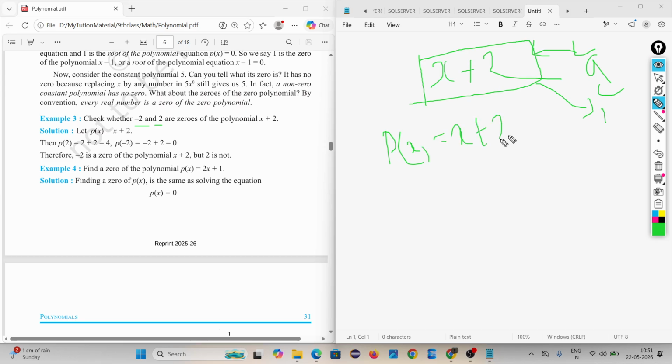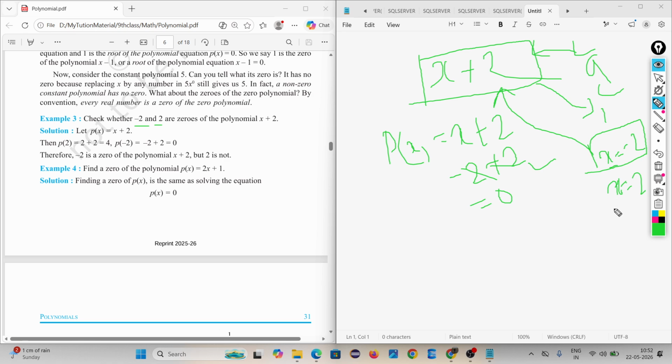This is the polynomial given by your book. You have to check for x equal to minus 2 and x equal to 2. Two zeros are given, but actually it has only one zero. You have to check which one is correct. Suppose I am taking zero, meaning by putting the x value, the whole expression should become 0. First I am putting minus 2. Minus 2 plus 2 equals 0. That means x equal to minus 2 is a zero of the polynomial x plus 2.